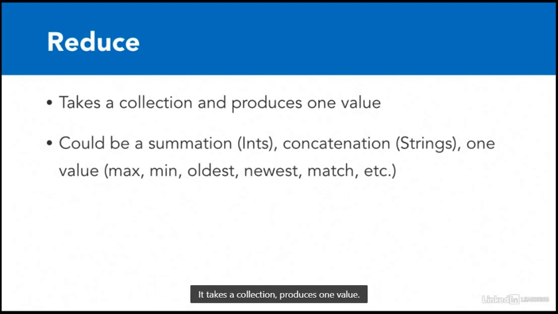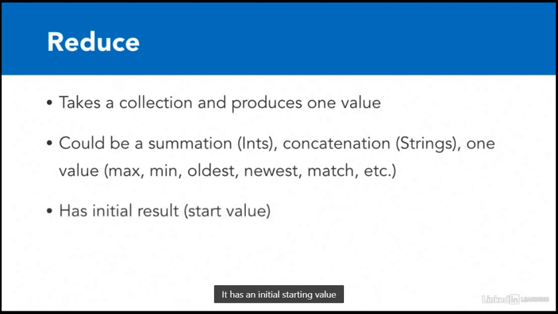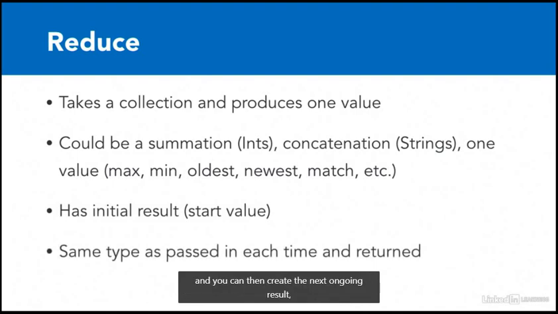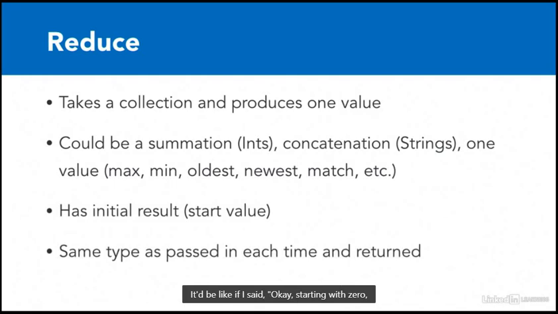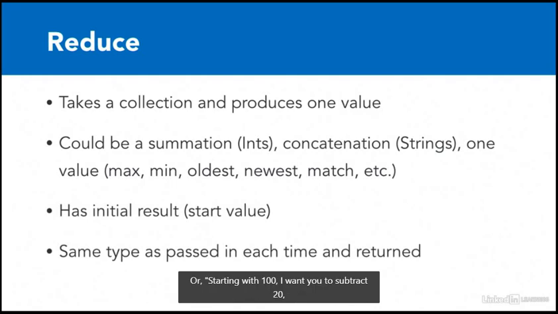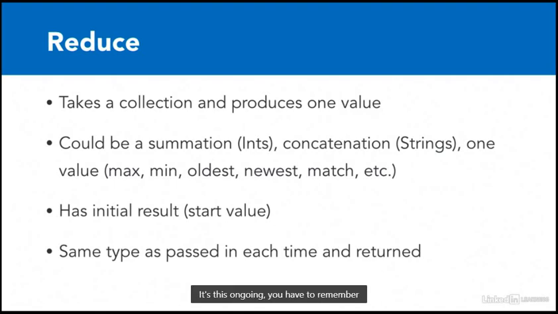So it takes a collection, produces one value. It has an initial starting value. That's called the initial result. And then each time your closure is called, that ongoing result is passed in, and you can then create the next ongoing result, and so forth and so on. It'd be like if I said, okay, starting with 0, I want you to add 5, now 10, now 20. What's the result? Or starting with 100, I want you to subtract 20, now 5, now 5 again, and you tell me the result. It's this ongoing. You have to remember what the last value was.